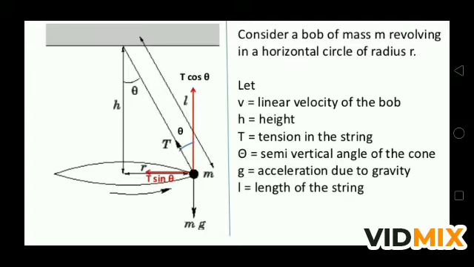So this is the diagram which shows the components of the tension we are taking here. T is resolved into two components, vertical T cos theta and horizontal T sin theta, and from this figure it is very clear that mg is balanced by T cos theta, and T sin theta, which is directed toward the center of the horizontal circle, is providing centripetal force to the bob to move in a horizontal circle.